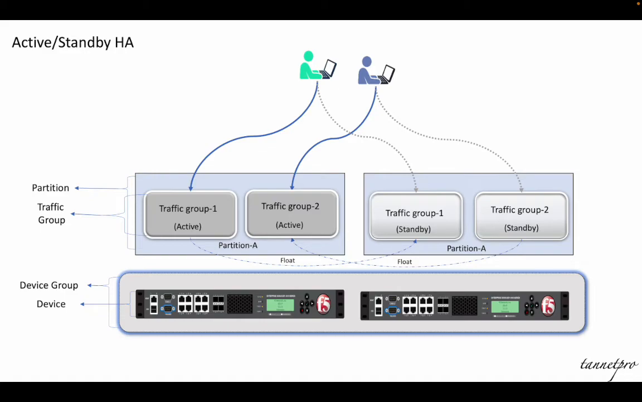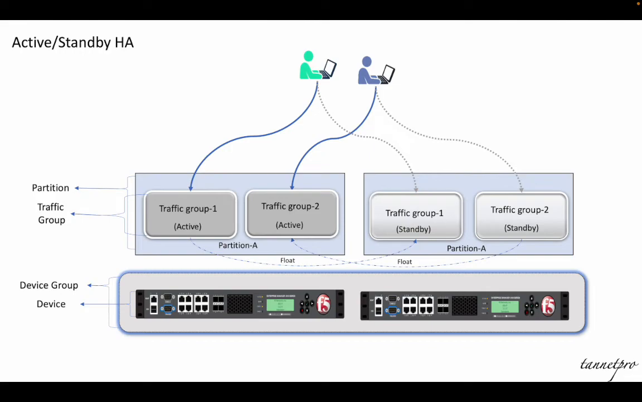In F5 box 1, traffic group 1 will be active. Try to understand: your client coming from the top will always hit the active traffic group. The user belonging to traffic group 1 will hit the primary active box. And if box 1 goes down, it will hit traffic group 2, then the standby automatically becomes active once box 1 fails. This is the mostly used active standby failover scenario in F5.